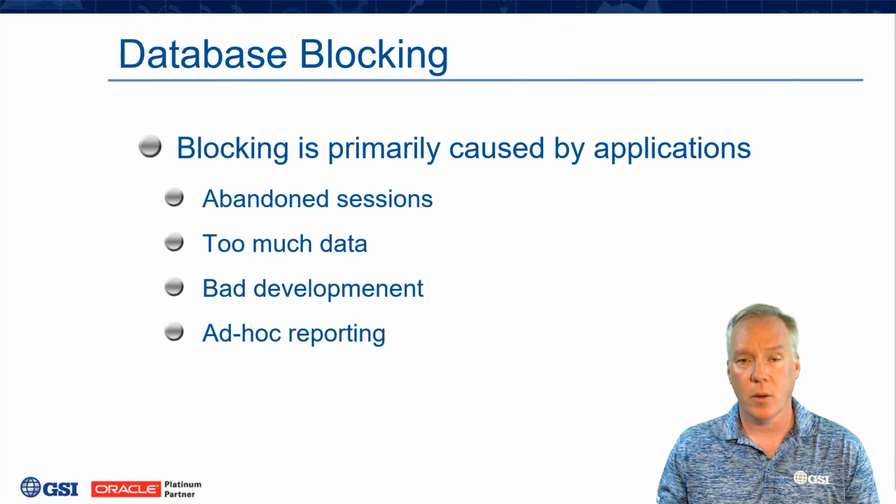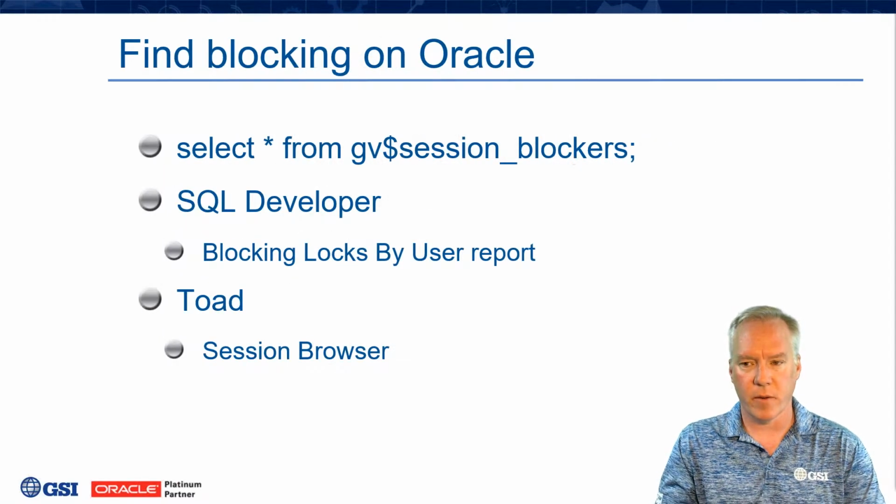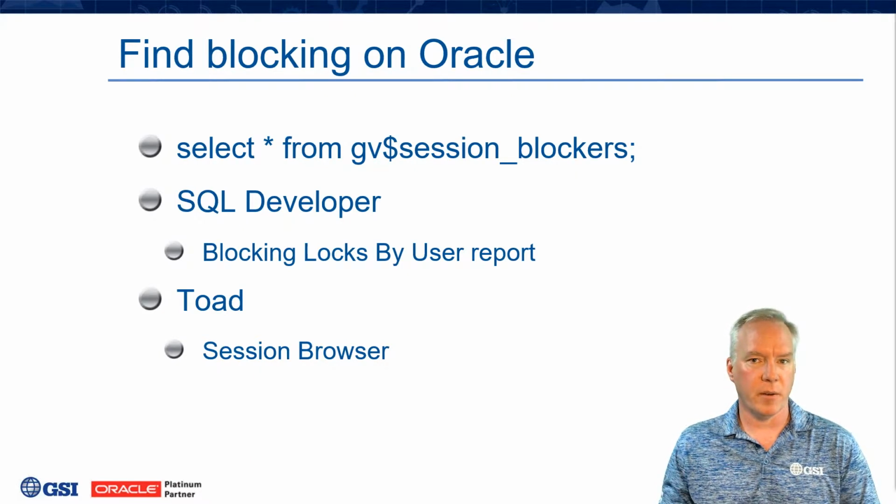And we need to find out who was that. Is it really a disconnect, or is it just somebody who walked away from their workstation? We need to get a hold of them. So how do we do that? So for a DBA, first thing you've got to do is find the blocking.